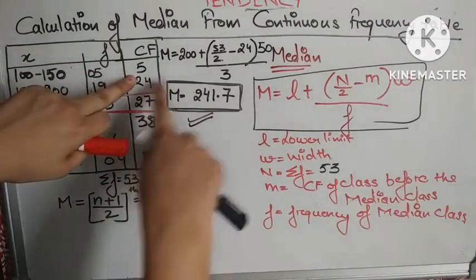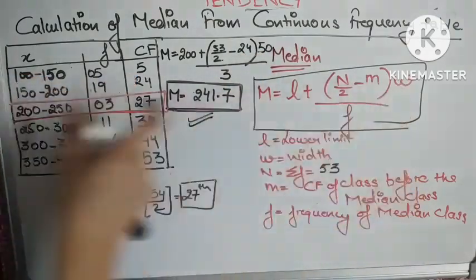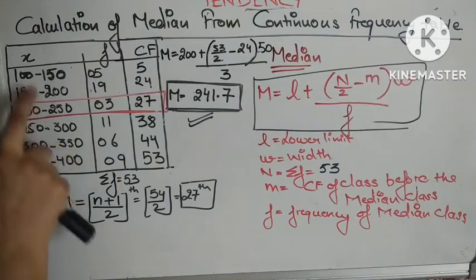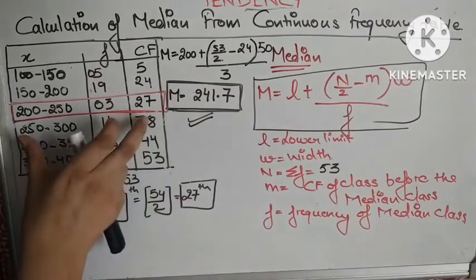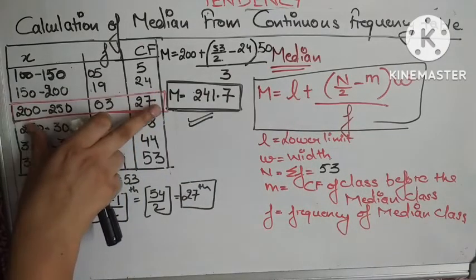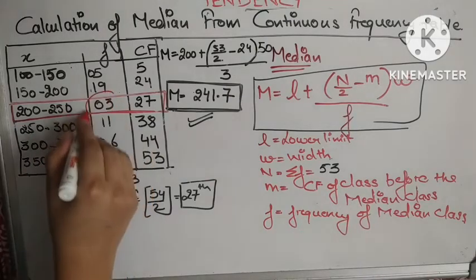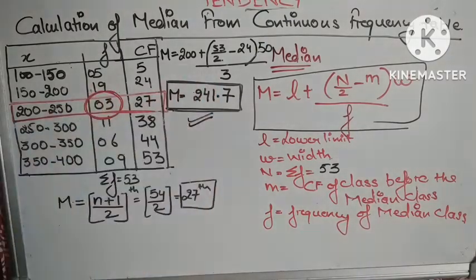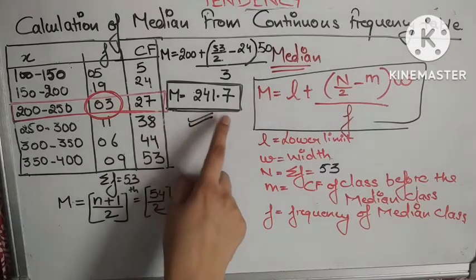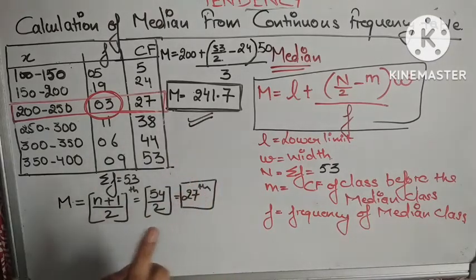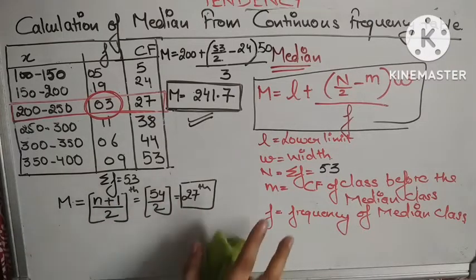So it is 24, I have put it here as 24. This 50 is the width of each class interval, you can see 150 minus 100 is 50, and the frequency of the same class interval in which your median lies. Make sure that you are taking the frequency, not the cumulative frequency, which I have put here as 3. So the median has come out to be 241.7. So this way you can calculate the median for any continuous frequency table.